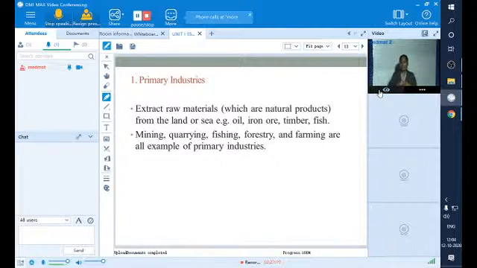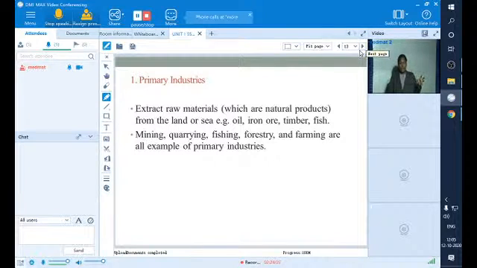Second one, mining, quarrying, fishing, forestry and farming are all examples of the primary industry. Mining means they will get the iron or ore. Quarrying, we can say iron and ore. Fishing, they will catch fish from the sea, from a pond, from a lake, everything. Forestry, they are getting the wood, the timber from the forest, and farming, we are getting food by farming. So all these are the primary industry; we are getting the raw materials from them. So the first one is what? We are going to extract the raw material which are all natural products from the land or sea. For example, oil, iron ore, timber and fish. And mining, quarrying, fishing, forestry and farming are all examples of the primary industry.